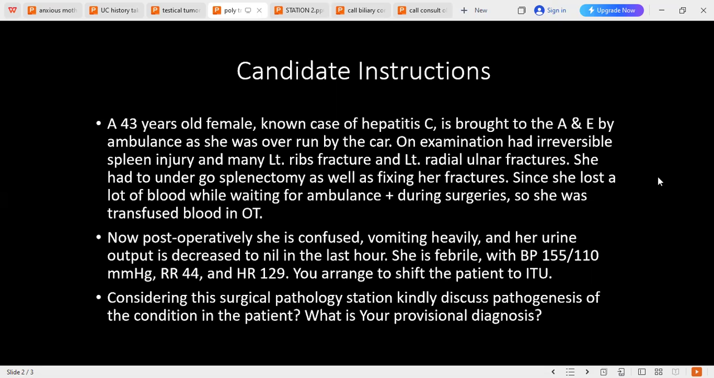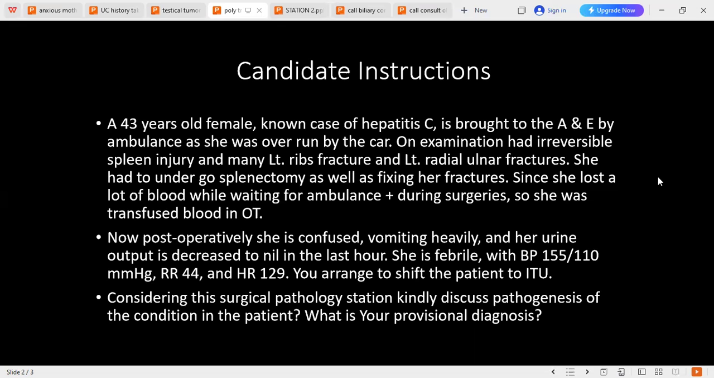All right, if you have read and understood this surgical pathology station, please tell me what would be your provisional diagnosis? Ma'am, according to this scenario, my provisional diagnosis is septic... no, there is a fever and the respiratory rate is high. DIC. All right, good.